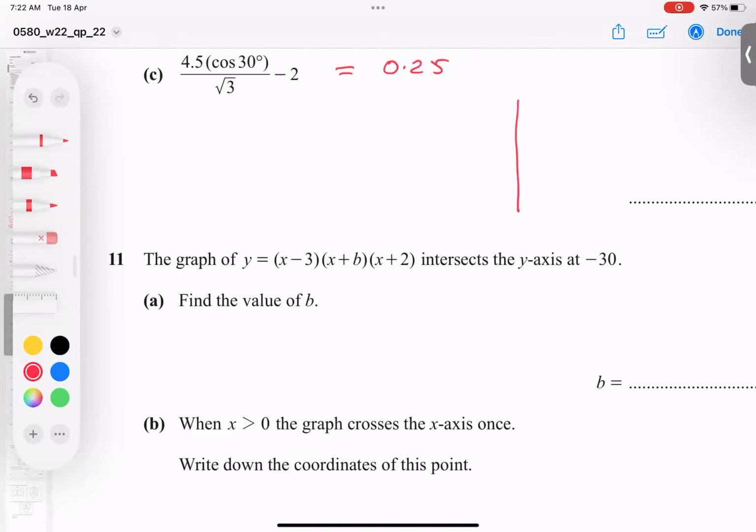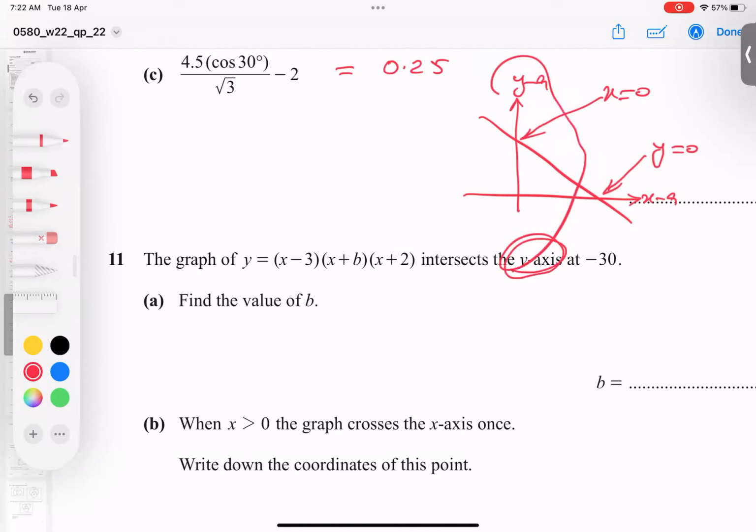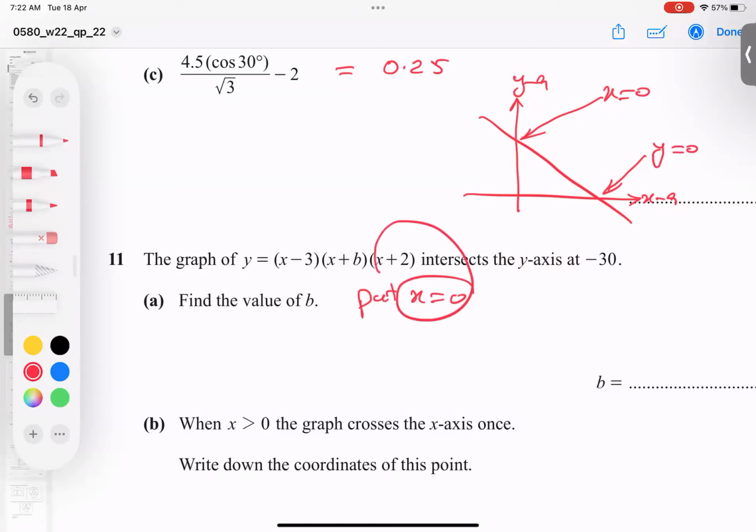When something is cutting the x-axis, y is always zero, and when cutting the y-axis, make sure at this point x is always zero. So he's saying y-axis, so at the y-axis, x is always zero. I will do two jobs. I will plug in x equals zero everywhere, here, here, and here. At the same time, he said the graph is cutting the y-axis at minus 30.